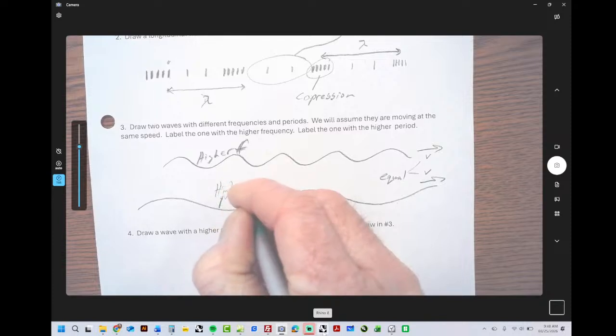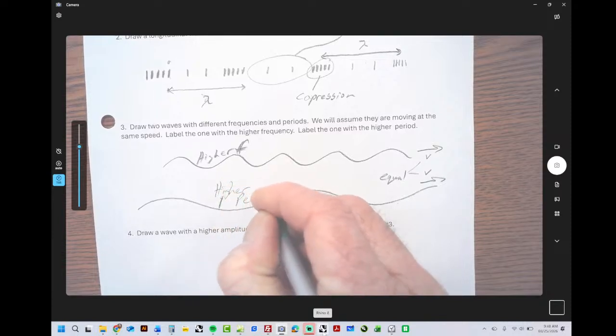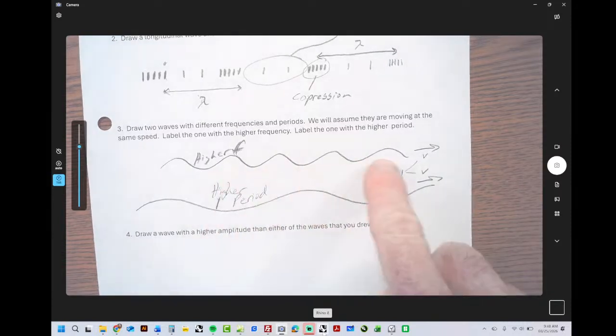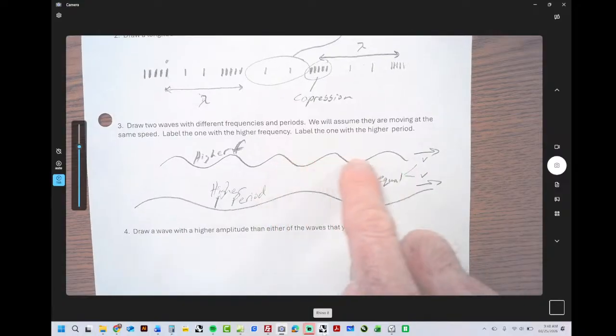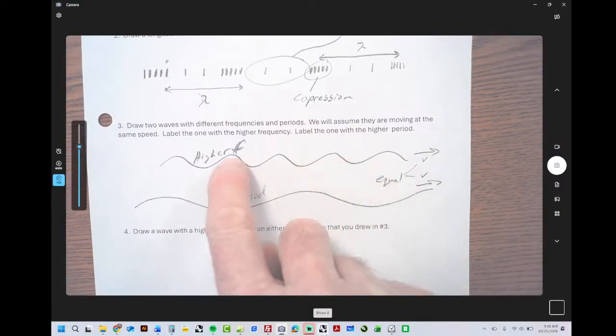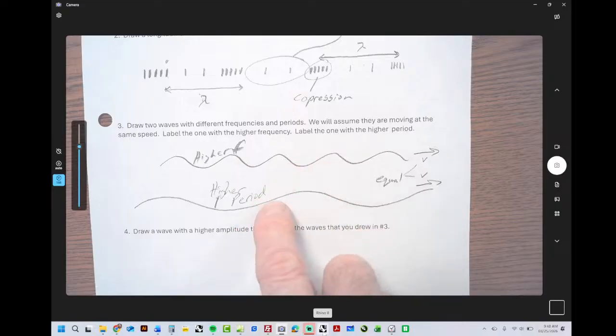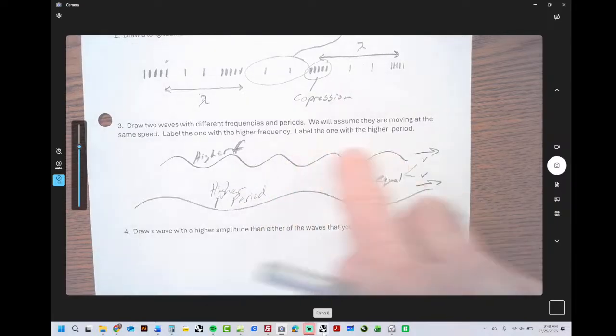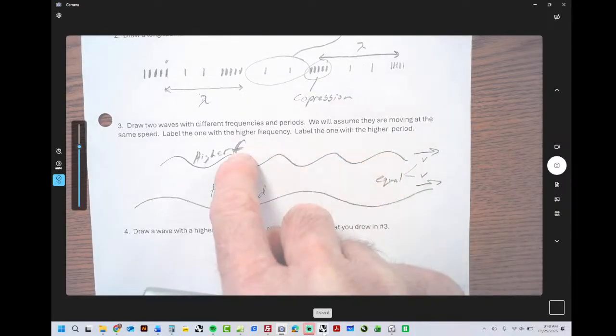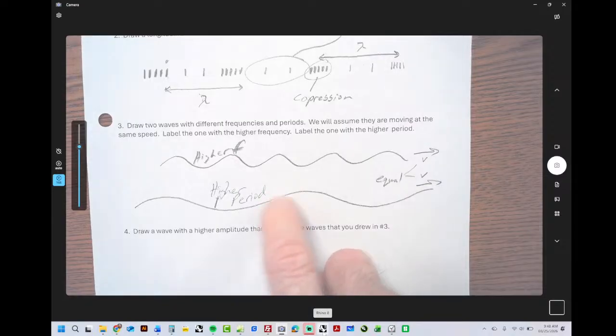Higher period. So the way I think about this is if you're standing in the water, this top one's going to go splash, splash, splash, splash, splash, splash. The bottom one's going to go splash, splash, splash. So more waves per second in this case, which is what frequency is. And this, each wave gets more seconds. The period is seconds per wave.